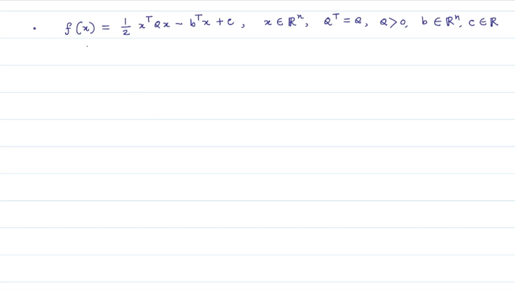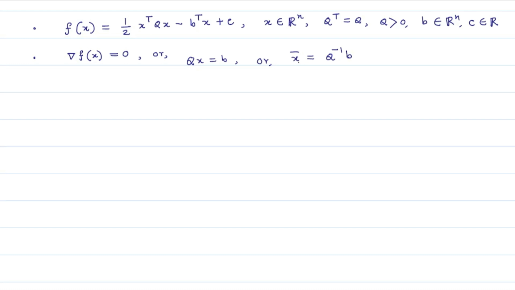Notice that a minimizer of this function f is given by the gradient of f of x equal to 0. A solution of this equation gives a minimizer or a minimum point of the function f. And this equation in turn gives us Qx is equal to b, or the vector that minimizes the function f is given by x is equal to q inverse b. Let us name this point q inverse b as x bar.